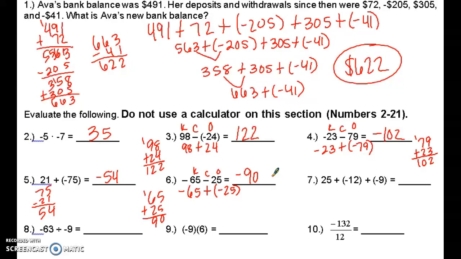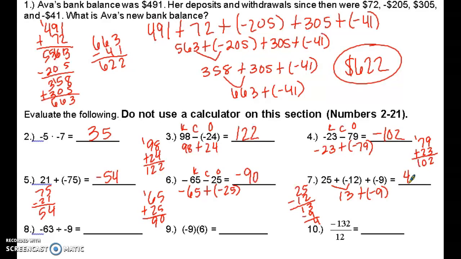When you have more than 2 numbers, you add and subtract from left to right. 75 plus -12, my signs are different, so I subtract. 5 minus 2 is 3. 2 minus 1 is 1. My bigger number is positive, so my answer is positive. 13 plus -9, my signs are different, so I subtract. 13 minus 9 is 4. My bigger number is positive, so my answer is positive.